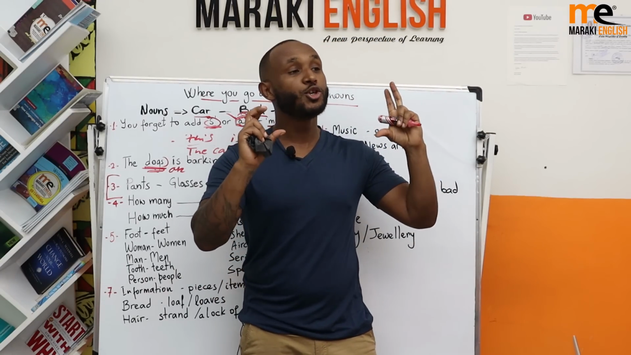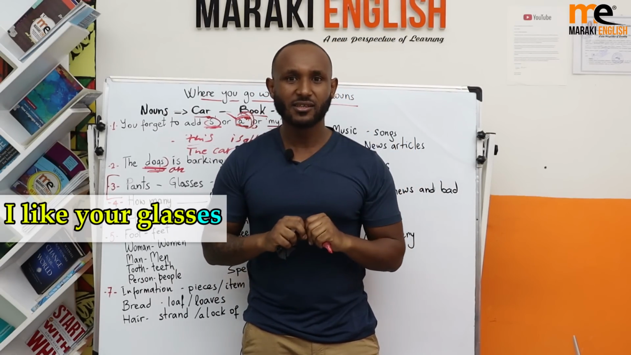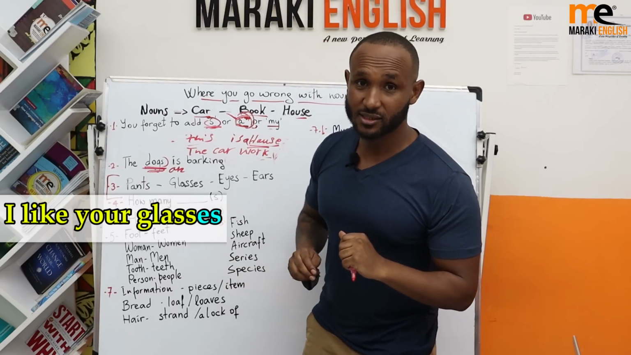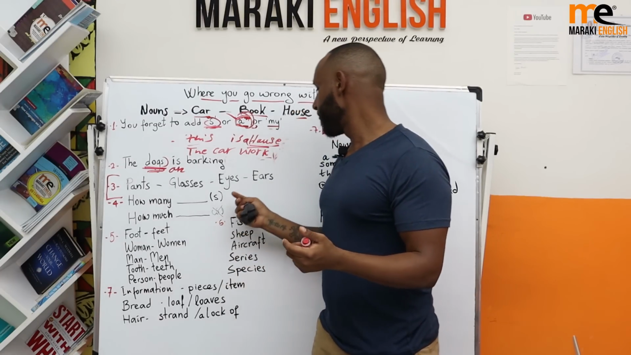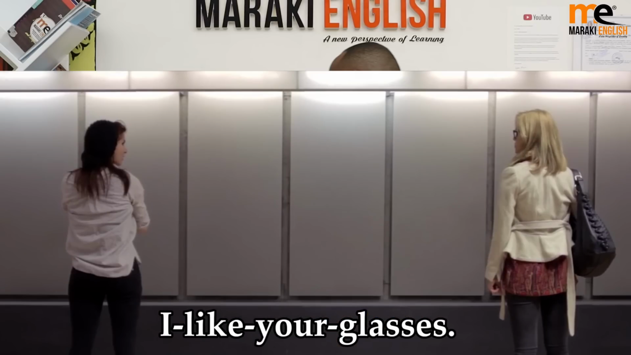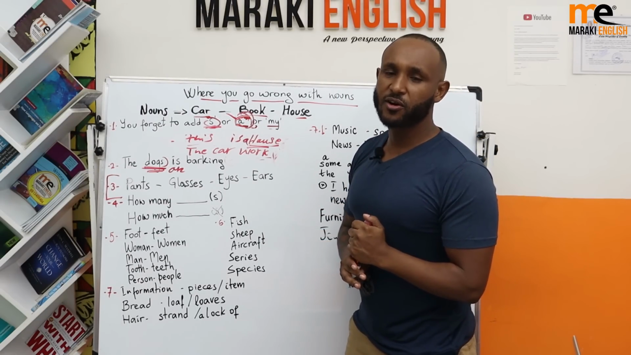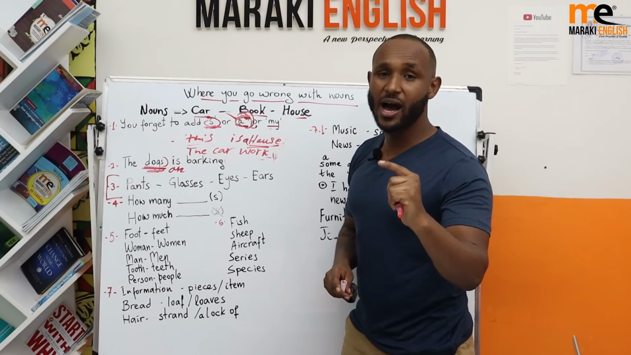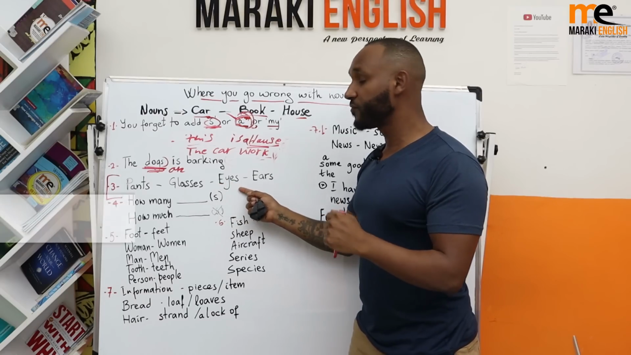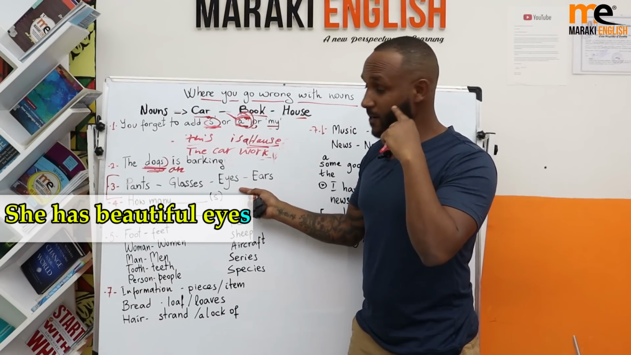Oh, I like your glasses, eyeglasses. Not I like your eyeglass. They're always in pair, and we use plural. I like your glasses. Eyes, wow. Oh, what do you like about your girlfriend? Oh, she has beautiful eye. She has beautiful eyes, okay?